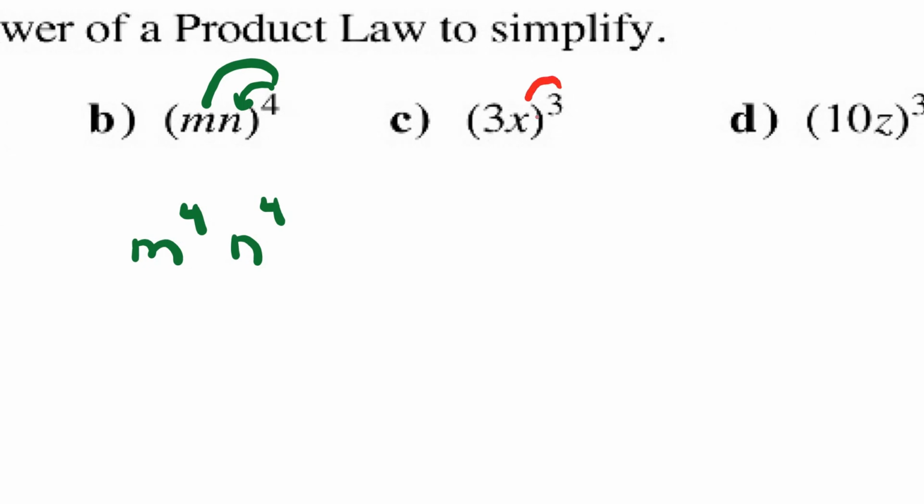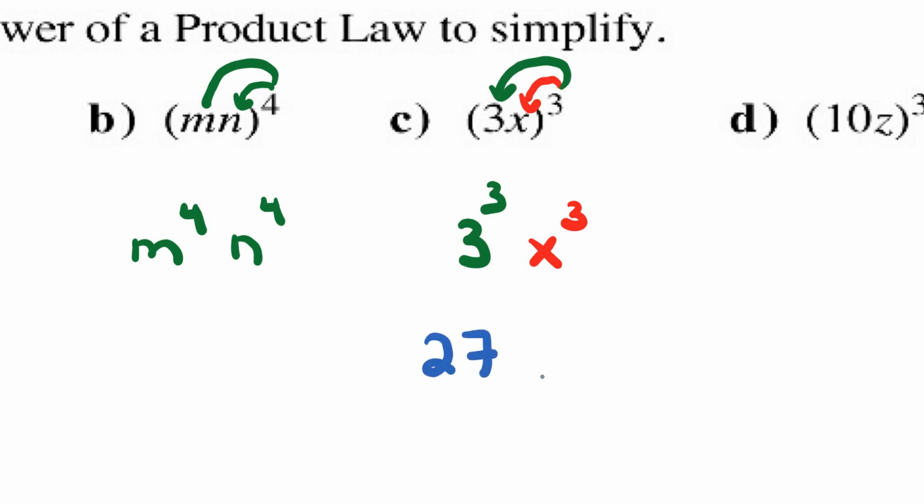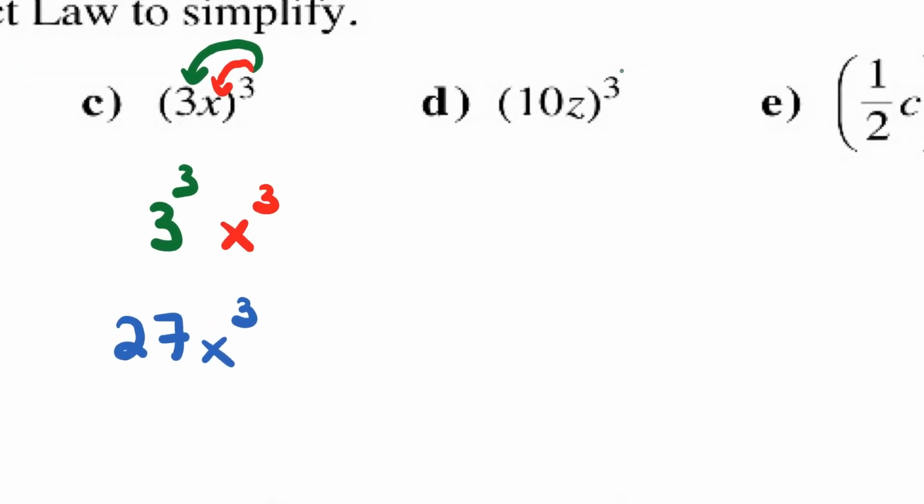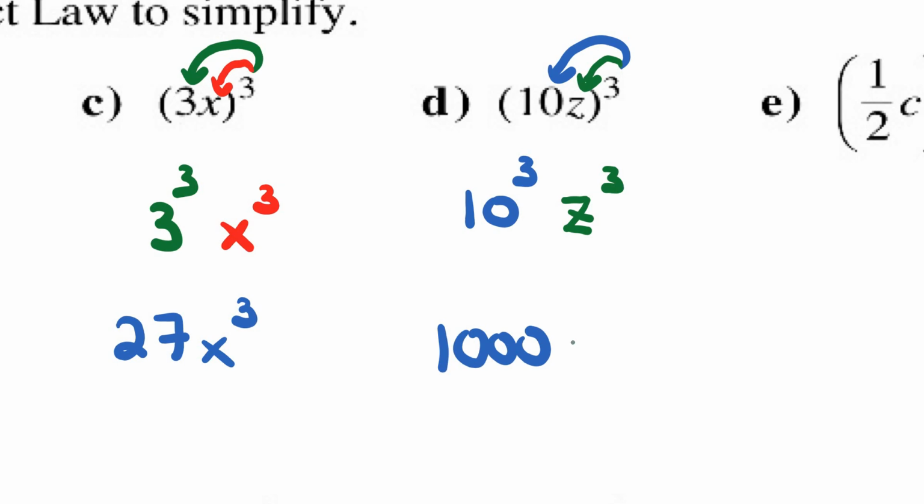Over here, if I distribute this 3 here, that'll be x to the power of 3. And then you gotta be careful here. This 3 is being distributed over there, so it's really 3 to the power of 3, right? So 3 to the power of 3 is going to be 27, and then x to the power of 3. Okay, similar idea over here. If I distribute that power there, I get z to the power of 3. And then this 3 is being distributed on that 10, so that's really 10 to the power of 3. And 10 to the power of 3 is going to be 1,000, so 1,000, and then z to the power of 3. Okay.